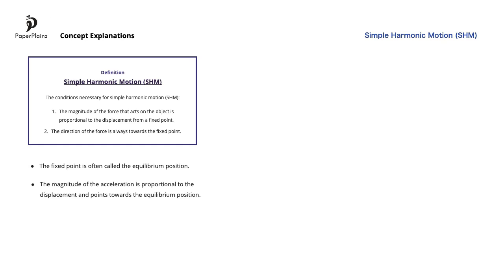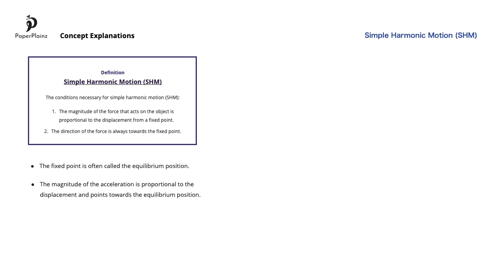In this definition, the fixed point is often called the equilibrium position, and since the magnitude of the force is proportional to the displacement and it points towards the equilibrium position, it follows that the magnitude of the acceleration is also proportional to the displacement, and this direction is towards the equilibrium position.